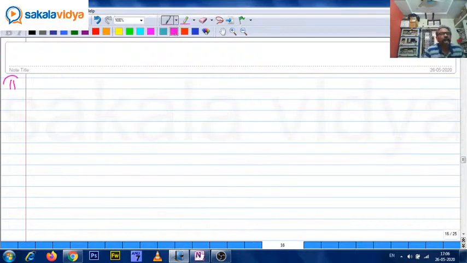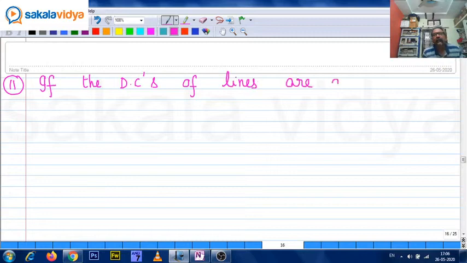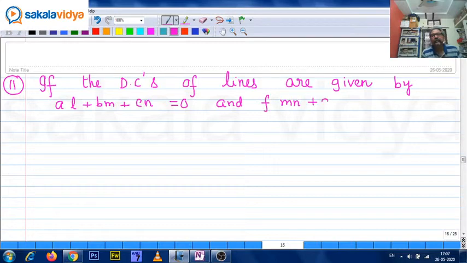Next, 11th point. If the DCs of lines are connected by the relations given by AL plus BM plus CN equals 0 and FMN plus GNL plus HLM equals 0, that means the direction cosines of the two lines are given by these two relations.